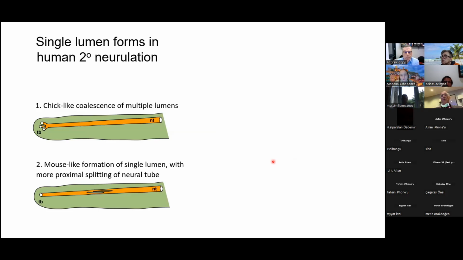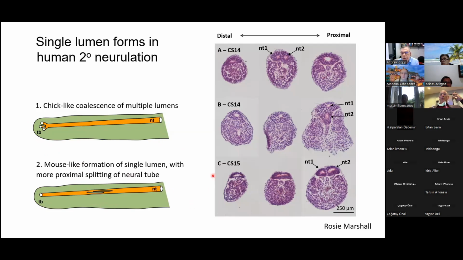Is it really? So we had these 2 ideas, these 2 hypotheses. One was a chick-like formation of multiple lumens, which would then coalesce to form a single neural tube up the body. And the other was a mouse-like formation of a single lumen, but which perhaps later on, further up the body, shows some sort of splitting of the neural tube to give multiple lumens that might give the impression of being chick-like, but in fact are more proximal. And what we've seen is very, very clear. So again, I'm showing you sections from the left, most caudal, going up towards the rostral end, towards the right.